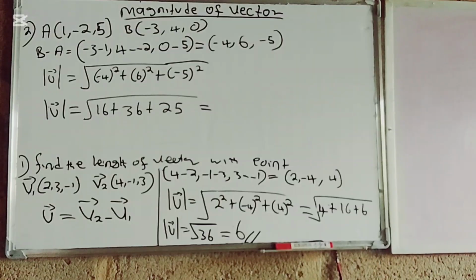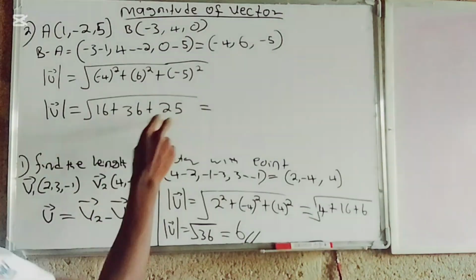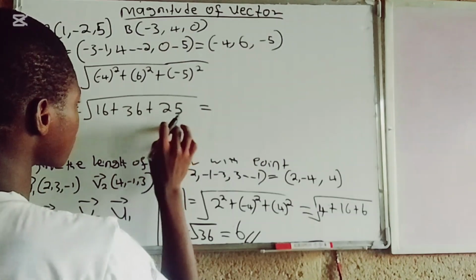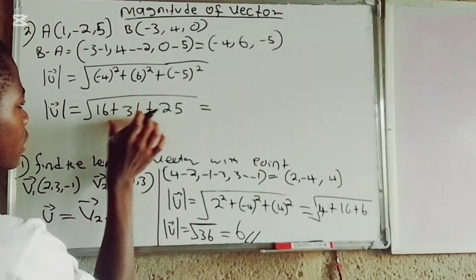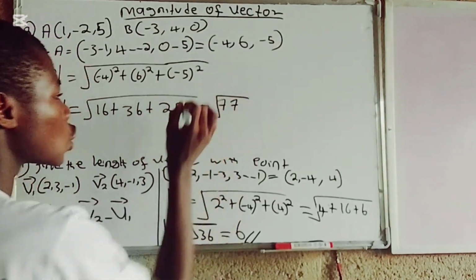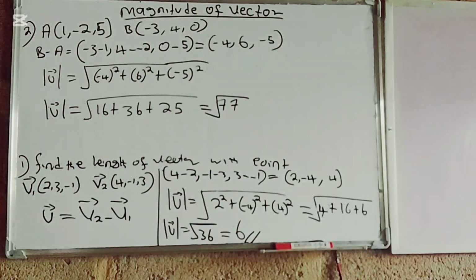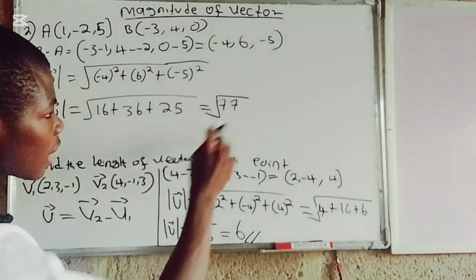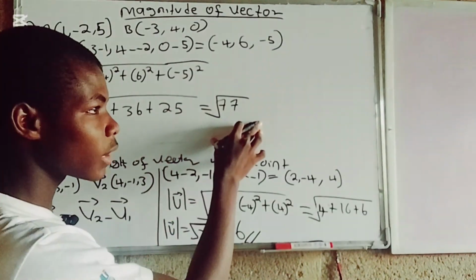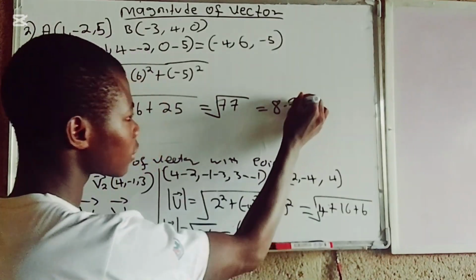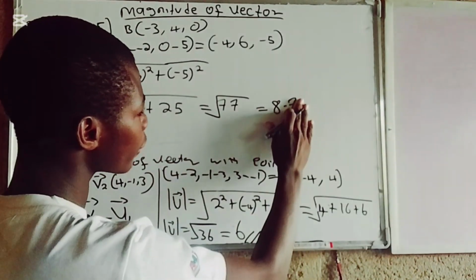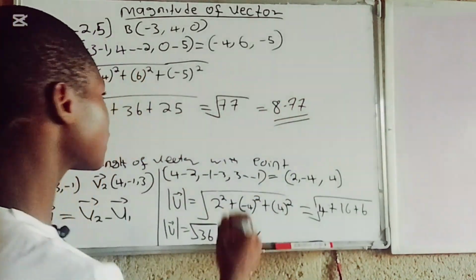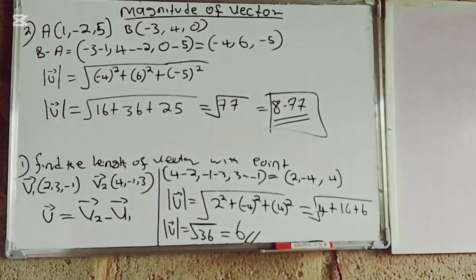So if I say 16 plus 36 plus 25, I'll end up with 77. So the root of 77. So what is the square root of 77? If you use a calculator, what are you going to get? 8 point 7, okay, 8.77. So therefore, this is the final solution to this second question.